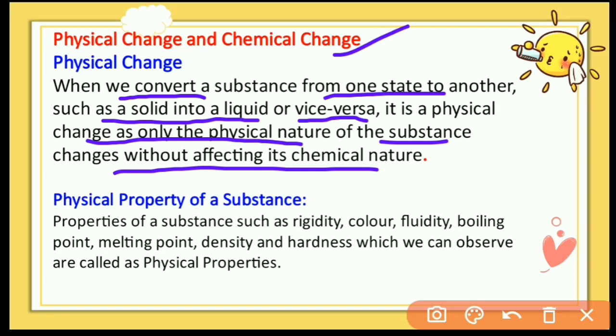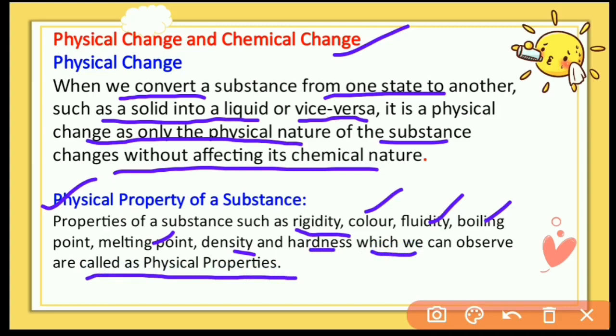Next, the physical property of a substance. Properties of a substance such as rigidity, which means we cannot change the shape of the substance, color, fluidity, boiling point, melting point, density, hardness, which we can observe, are called physical properties.